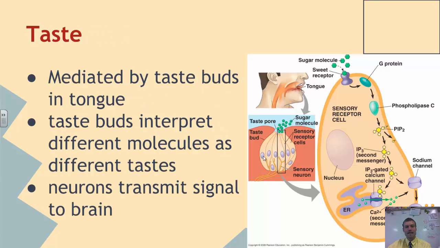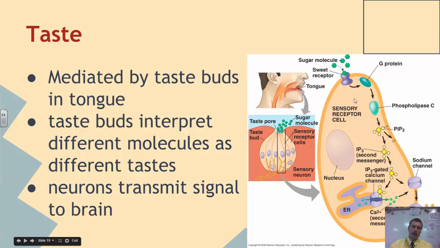So let's talk about taste. Taste is mediated by the taste buds, which are found in the tongue. I'm sure all of you know this. There are several different types of taste. What happens is that the taste buds interpret different molecules in the food as different tastes, and then they submit those signals to the brain just like anything else.